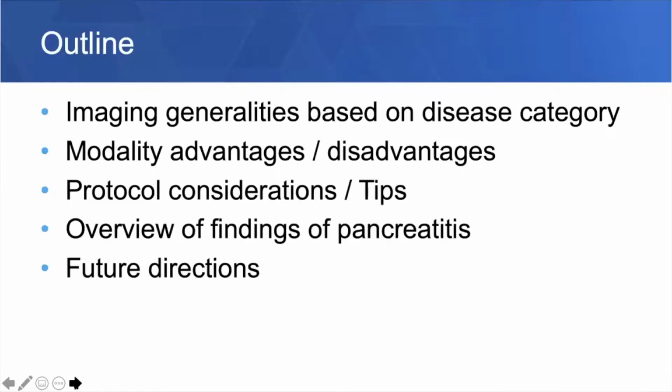So here's the outline for the talk. I'm going to start by talking about imaging generalities based on disease categories. So that is tumor versus pancreatitis, and give you some generalities that hopefully you can take away. Talk a little bit about the advantages and disadvantages of the various different modalities. Obviously, we can't get into every little indication of when you might use one modality over another, but I do want to give you some tools to help you potentially make those decisions.